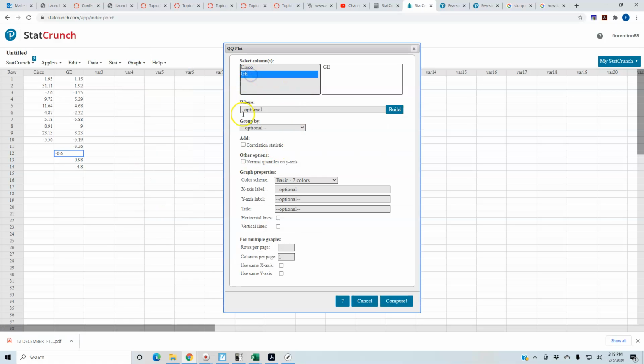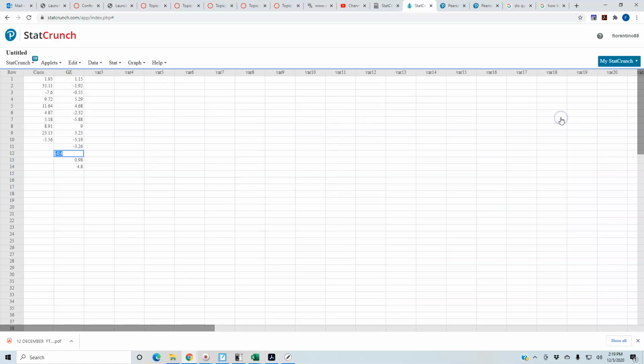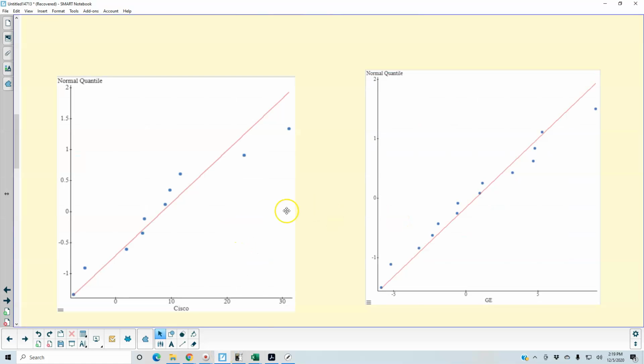So we're going to select GE, select normal quantiles on the y-axis, and then select Compute. We can see that these data values are close to linear. So then we can say that step 1 is valid. Therefore, we can say that our graphs are valid, and here are our two graphs.